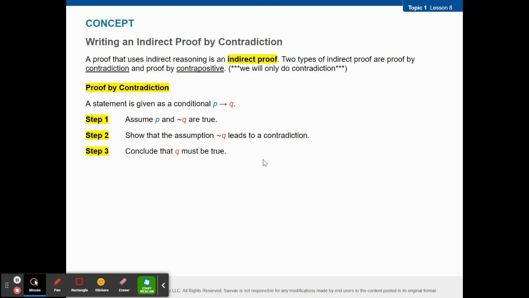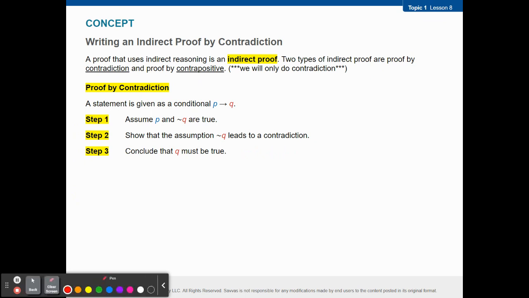So, when you want to prove something by contradiction, this is what you need to do. A statement is given as a conditional. All right, so there's your conditional statement. You assume the hypothesis and the negation of the conclusion are true. Who remembers what negation means? How do we negate something? Go ahead. That it's like putting no before it. Yeah. We're adding that no, that not.